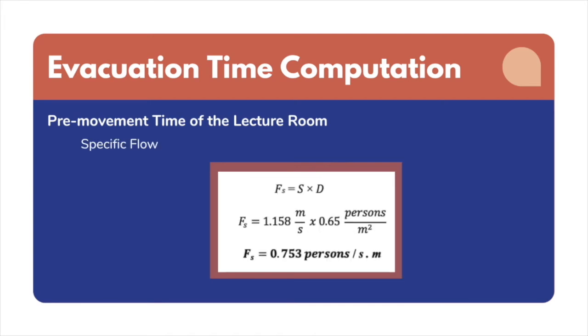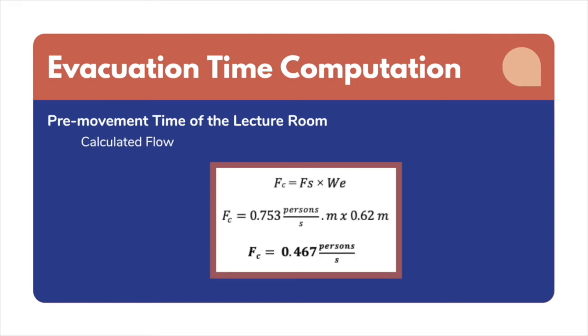Then, the specific flow or the flow of evacuees passing through a specific exit element, which could be a stair, corridor, or door, is calculated by multiplying the movement speed by the density. So here, we got 0.753 persons per second meter. Then after calculating the specific flow, the calculated flow will be obtained by multiplying the specific flow by the effective width. So the calculated flow obtained is 0.467 persons per second.